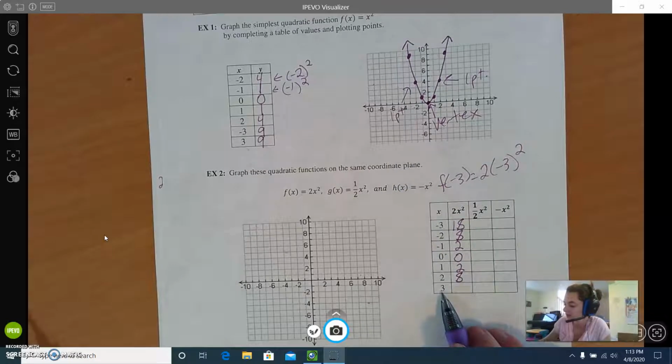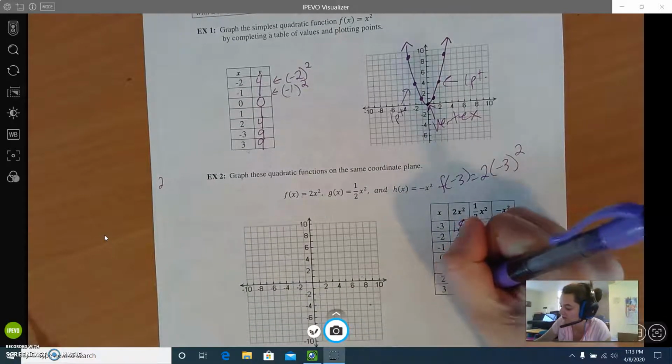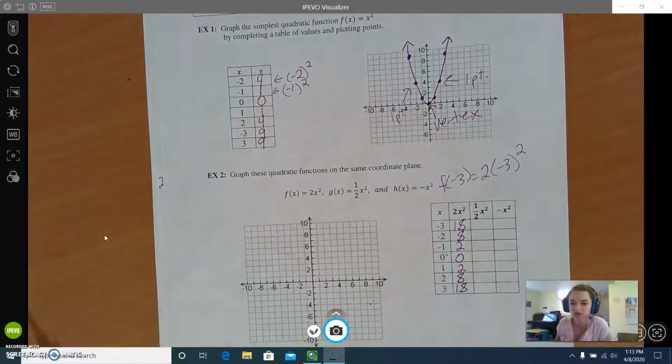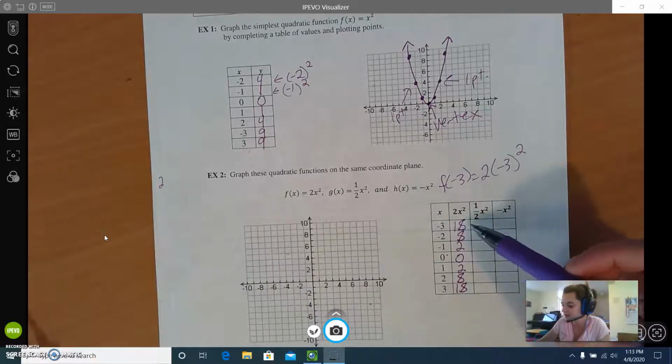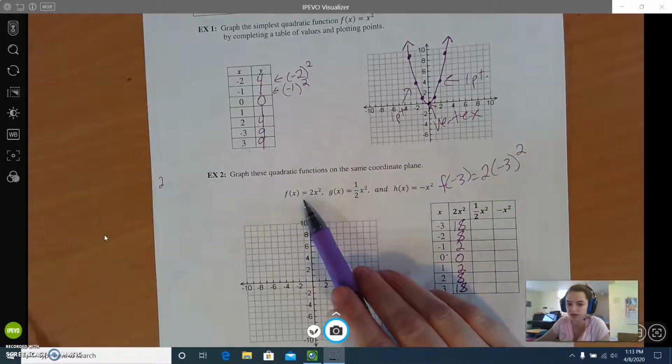And 3 squared is 9, and 9 times 2 is 18. Okay, so there's our f of x points. And we can go ahead and plot those and see what they look like. Okay. So -3, 18 is not going to fit on my graph. It's going to be too high up.